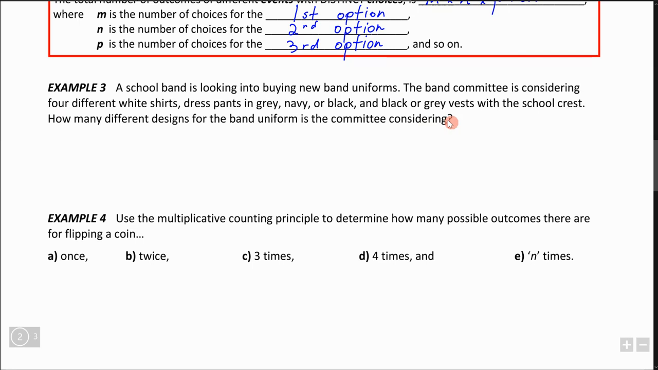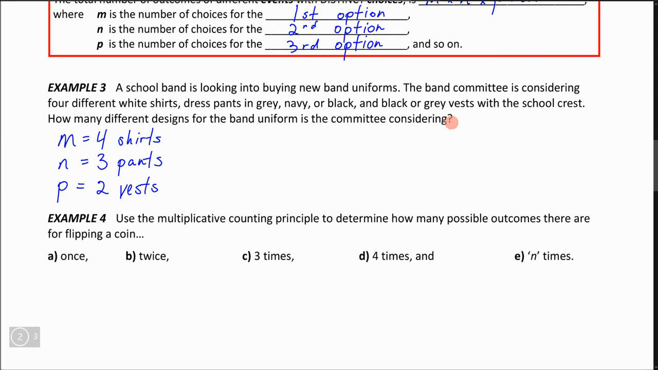So let's count this here. M is the number of shirts. So we have 4 different white shirts. Do we have any other shirts? No, so we're going to say 4 white shirts. N we'll say is the second option, so the number of pants. So we have 3 pants. And we have P, which is our third option, which would be the number of vests. So we have a black or gray vest, so we have 2 possible vests.